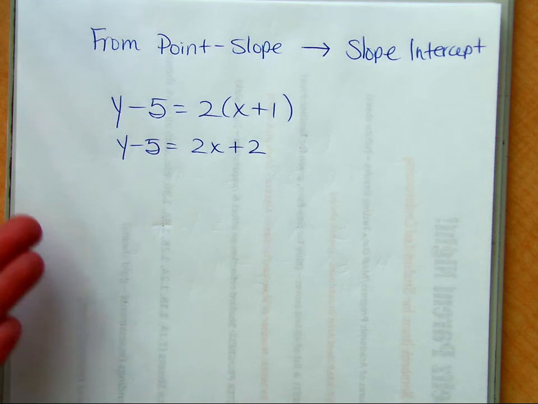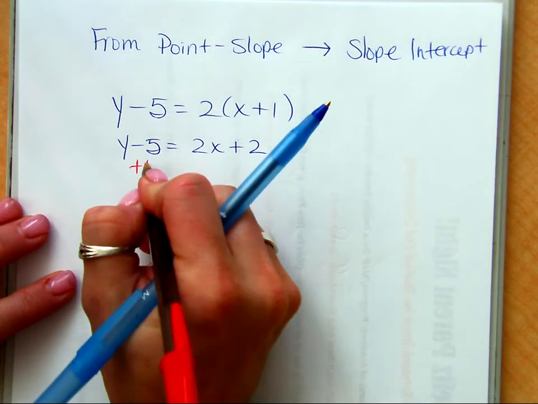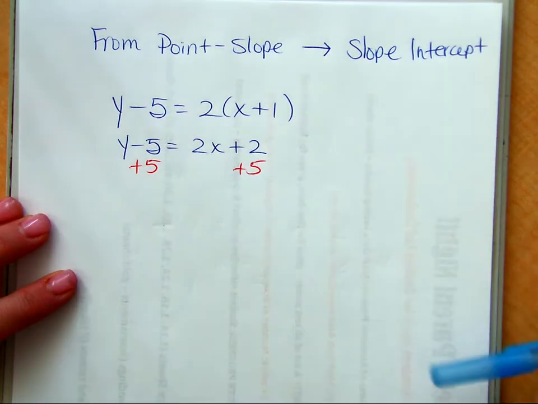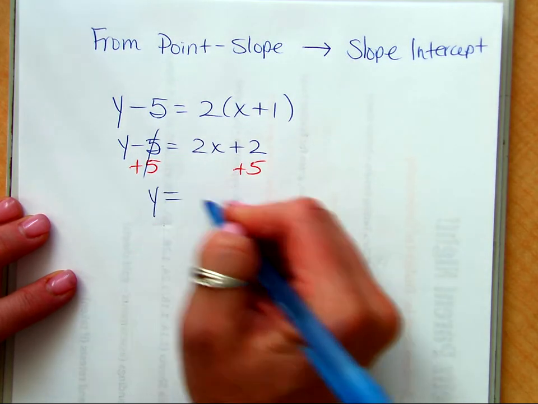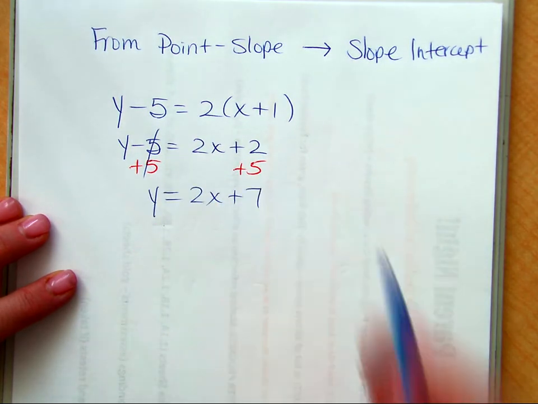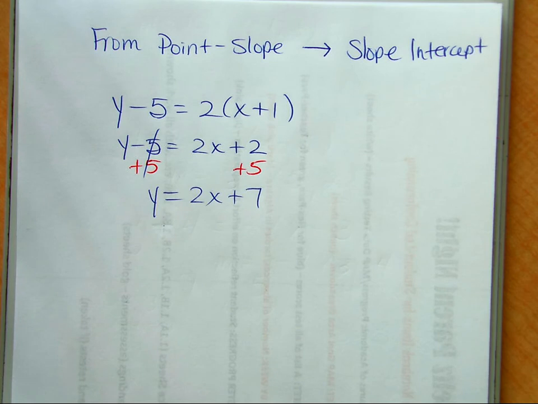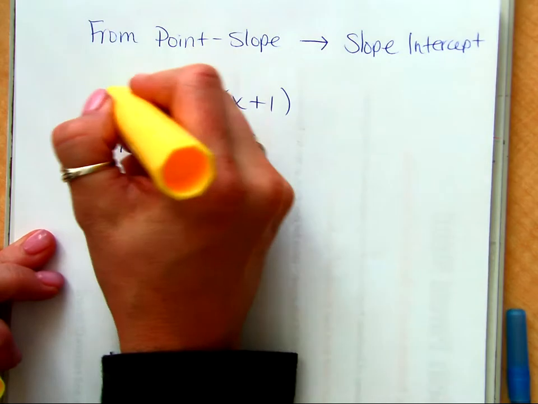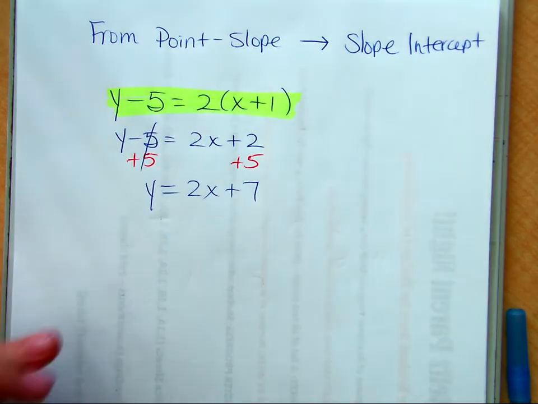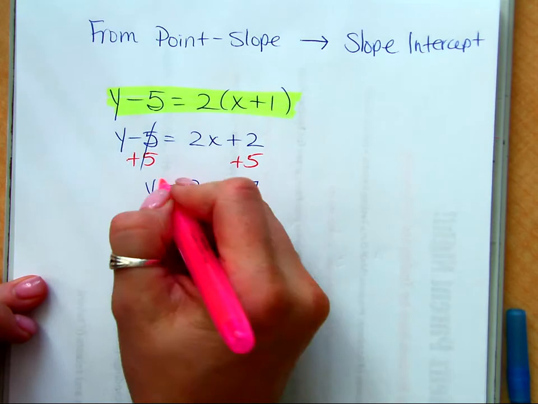What do you usually do to solve that equation? You do a plus 5. And so y is equal to 2x plus 7. That was not hard at all, was it? It was like a quick little snafu. I distributed and I canceled out the constant and I have slope-intercept form. So I have point-slope form here and I turned it into slope-intercept form.